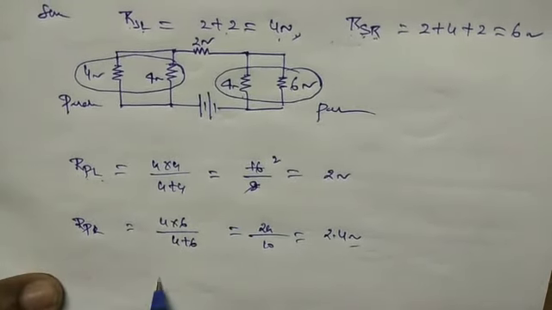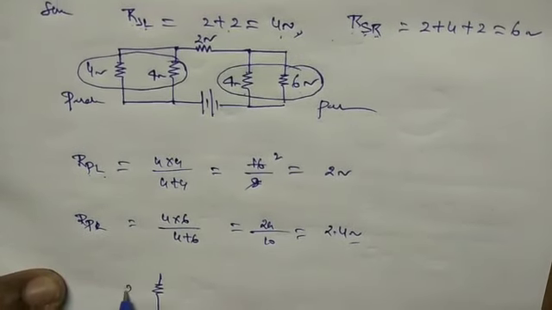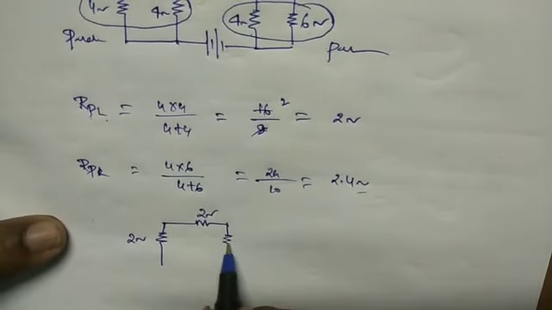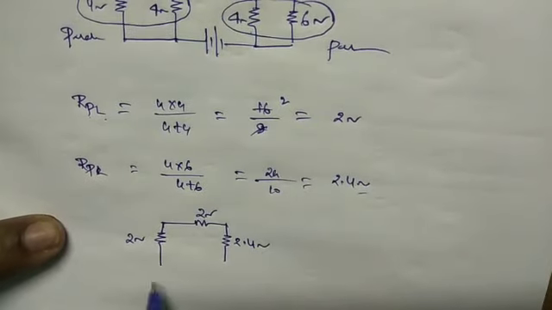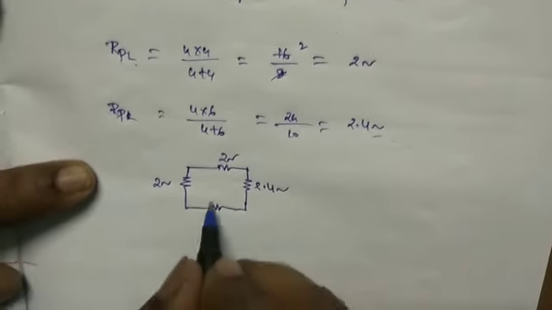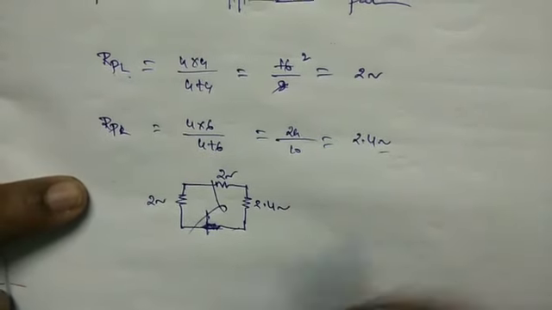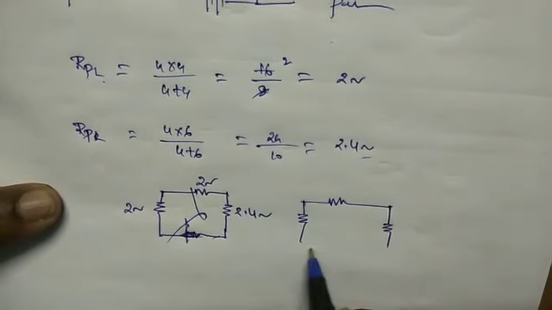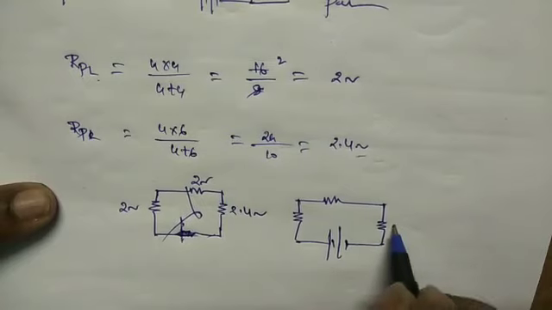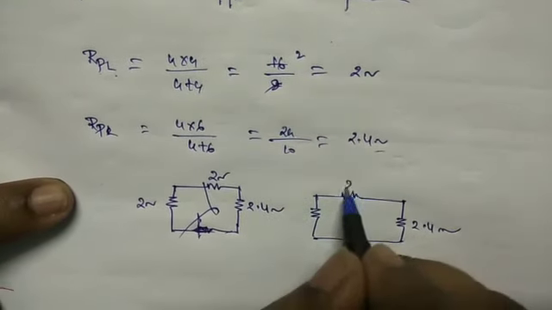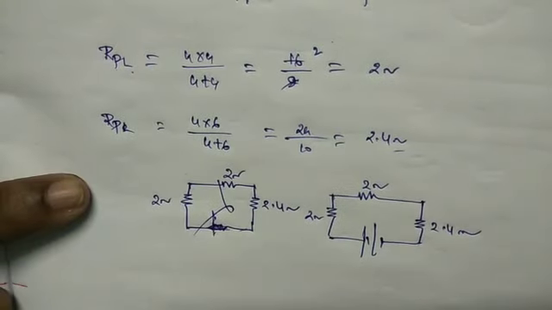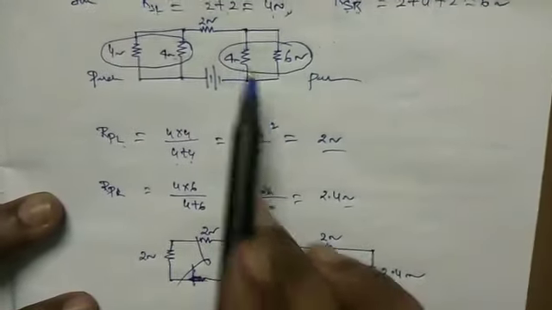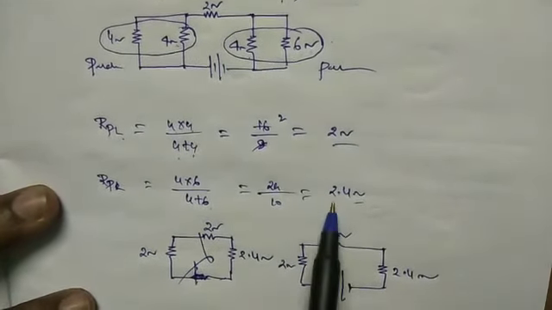Now what is the circuit here? From the left side, how much? 2 ohms, and this is 2 ohms. From the right side, how much? 2.4 ohms, and this is the battery. So this is 2.4 ohms from the right side, and 2 ohms in the middle, and 2 ohms on the left side. Am I right? So 4 into 4 by 4 plus 4, 4 fours are 16 by 8, 2 ohms, and 4 into 6 by 4 plus 6 is equal to 24 by 10, that means 2.4.